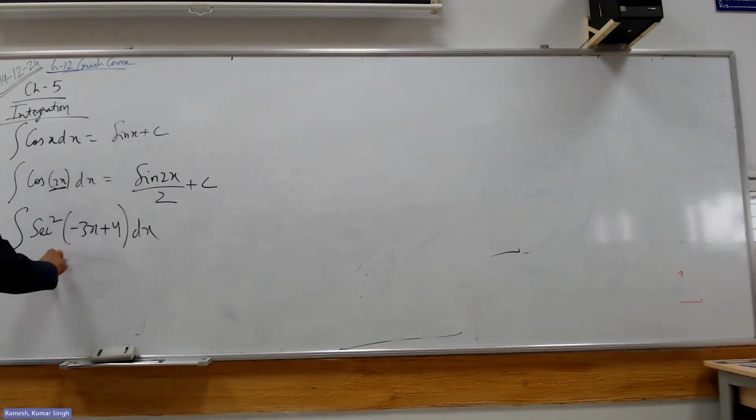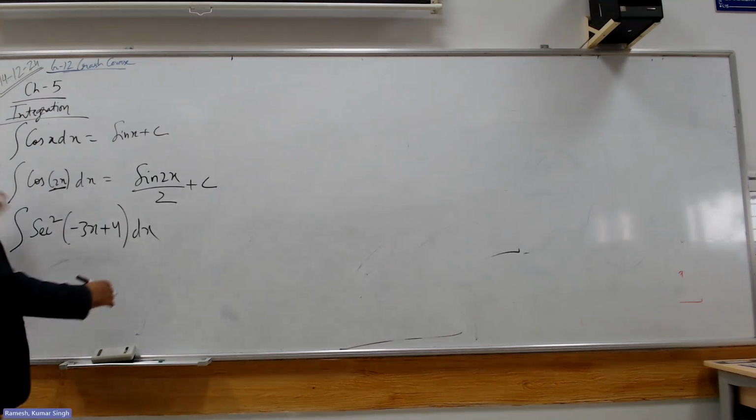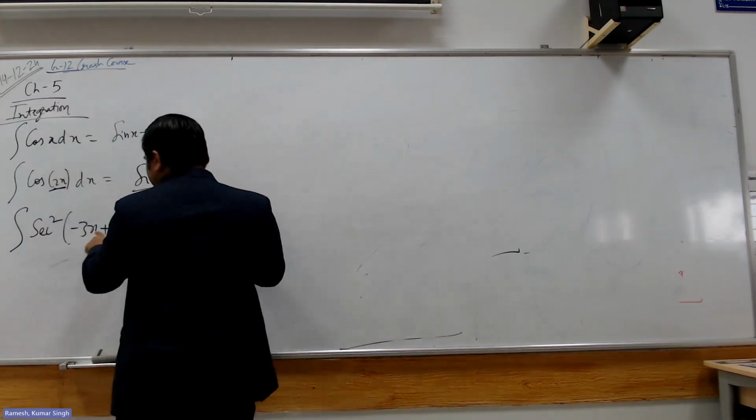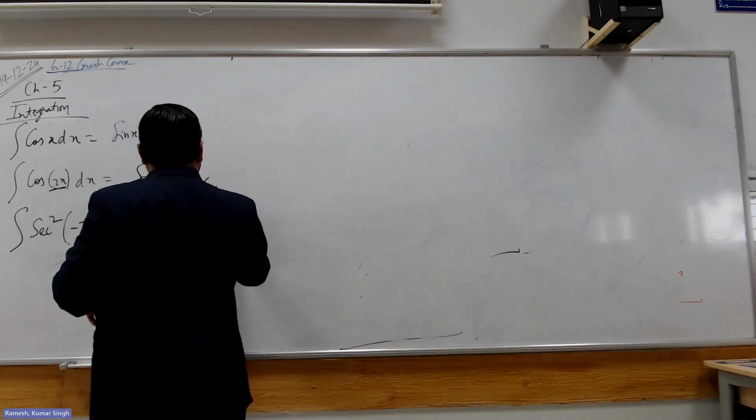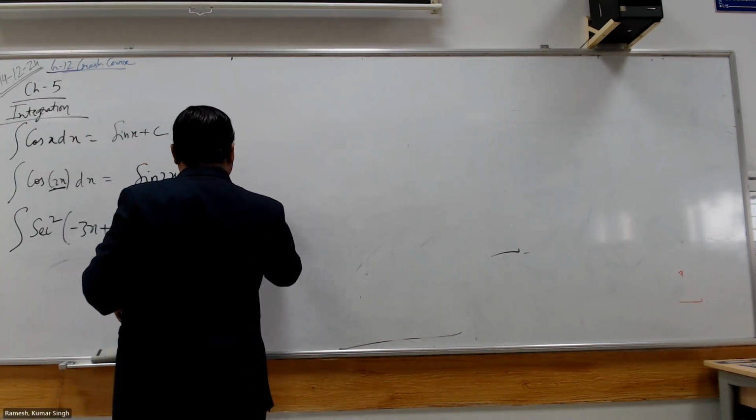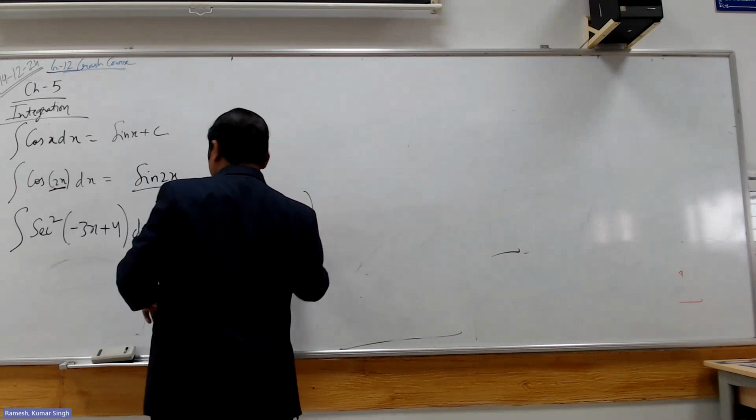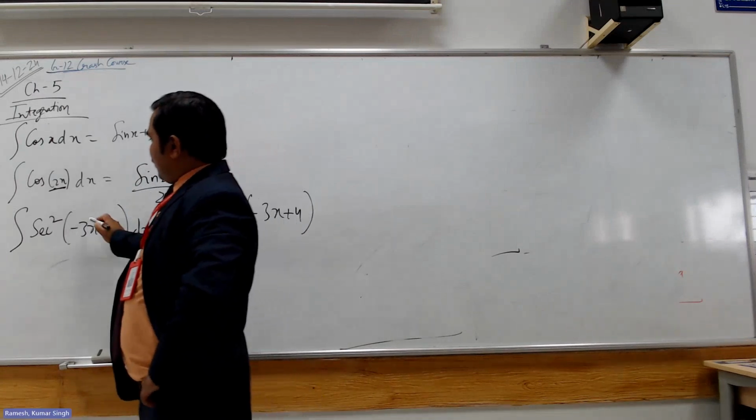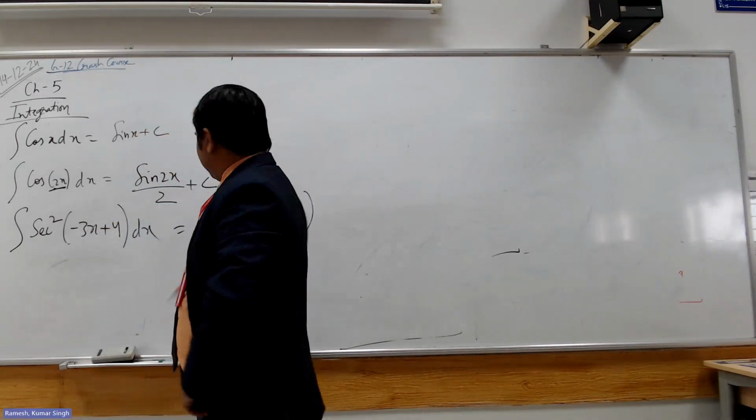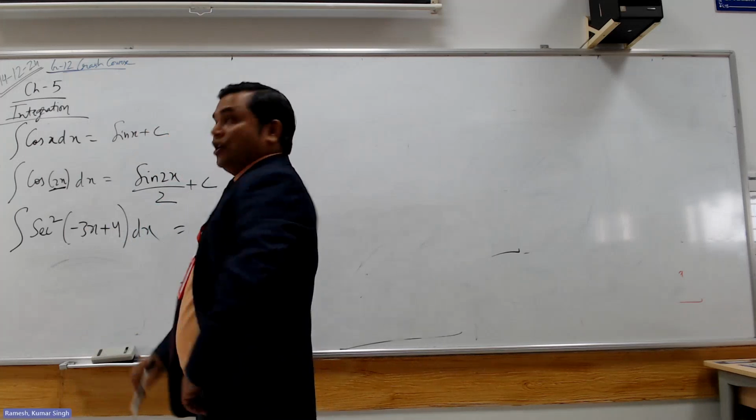So the integration of secant square x is tan x. So the integration of secant square of negative 3x plus 4 is going to be tan of negative 3x plus 4, and the coefficient of x is minus 3. Division.